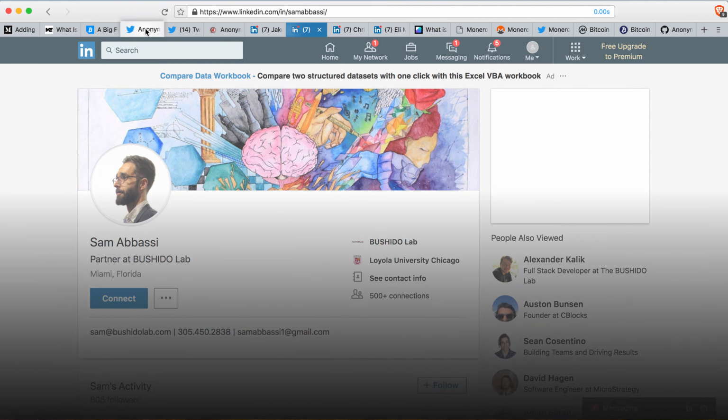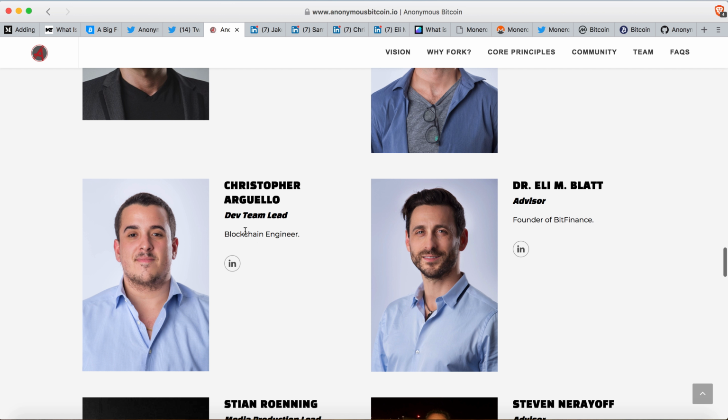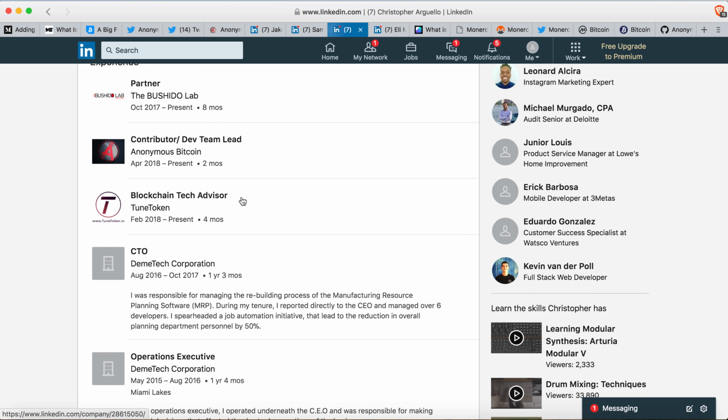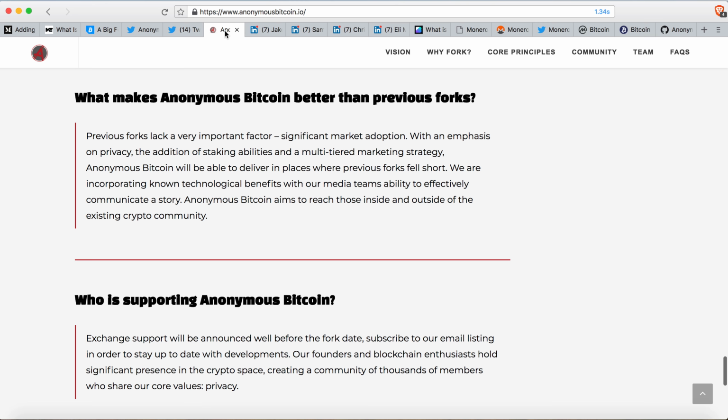And Christopher, he is a development team lead as well. He's a blockchain engineer. He's a partner as well. His background is business. And before that, he was also CTO at Demitech Corporation for 1 year, and then blockchain tech advisor for 4 months. So it seems like the team is not hardcore programmers like some of the other projects.